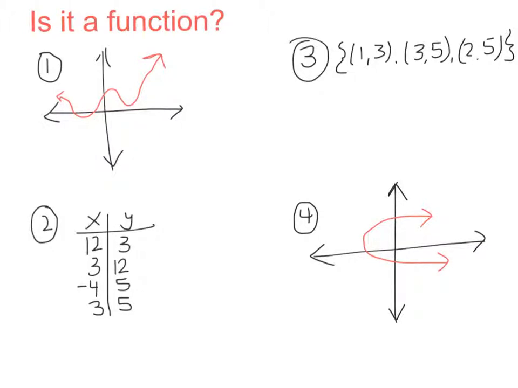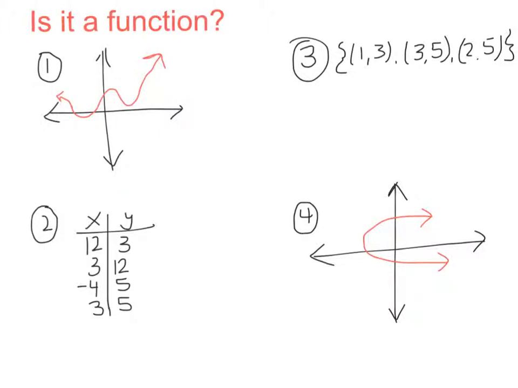In our first section, I'm asking the question, is it a function? I'd like you to take a moment to copy down all four of these problems. So for number 1, you have a coordinate plane with a squiggly graph. In question 2, you have a table with 4 points. Question 3, you have a list of 3 points. In question 4, you have a coordinate plane with another red graph. Go ahead and copy those down, and then we'll talk about whether or not they're functions.